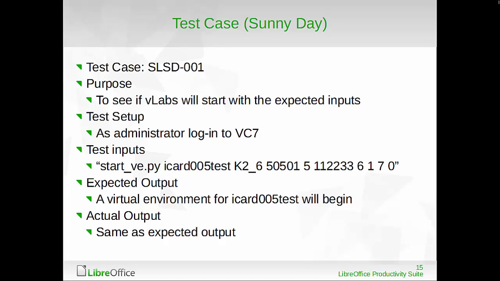12233 generates the MAC addresses. There are 6 MAC addresses. 1 is the router to be started. 7 signifies that we are in Virtual Cluster 7, and 0 means that it needs provisioning. The expected output is that a virtual environment for iCard005 test will begin, and the actual output is the same as the expected output.